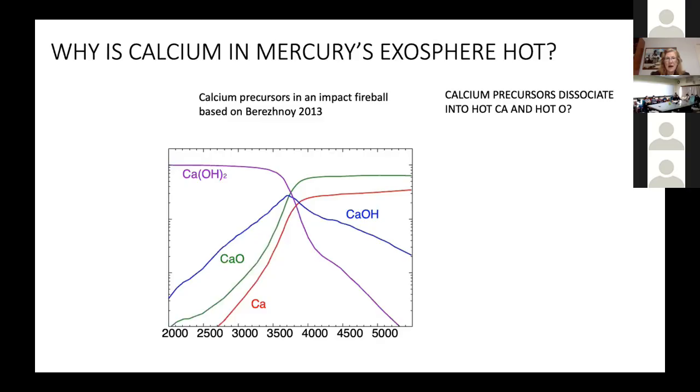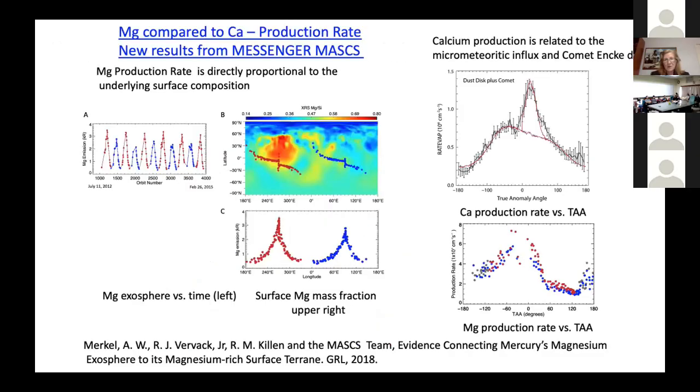And we think that the calcium is formed as some kind of a molecule. This is a model based on Berezhnoy's work, and he showed that depending on the temperature of the fireball, you would have different molecules, and then these molecules would break up and form hot calcium and hot oxygen. In fact, you see a hot oxygen corona at Mars as well. And so this seems to be happening throughout the solar system.